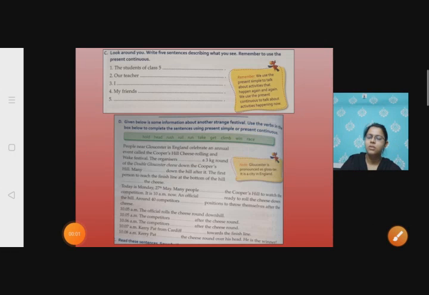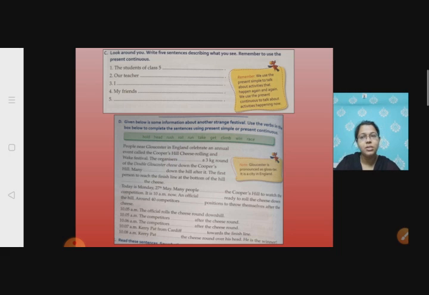So students, here I would request you to open your textbook, page number 57. We would be doing exercise C. Look around you and write 5 sentences describing what you see. Remember to use the present continuous tense. So this exercise has to be done by you. You can write the sentences of yourself or about what you are seeing around you or what you are using, but make sure that your sentence is in present continuous tense. Let's see the first one.